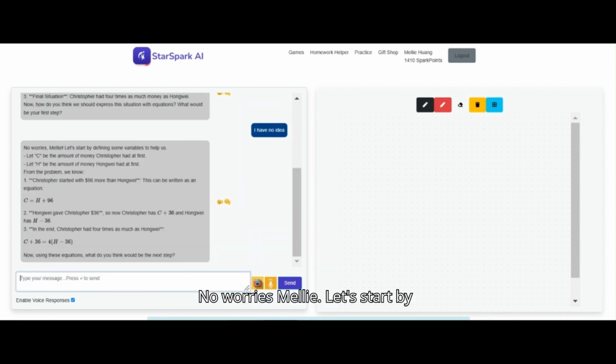No worries, Mellie. Let's start by defining some variables to help us. Let C be the amount of money Christopher had at first. Let H be the amount of money Hong Wei had at first. From the problem, we know: 1. Christopher started with $96 more than Hong Wei. This can be written as an equation: C equals H plus 96.